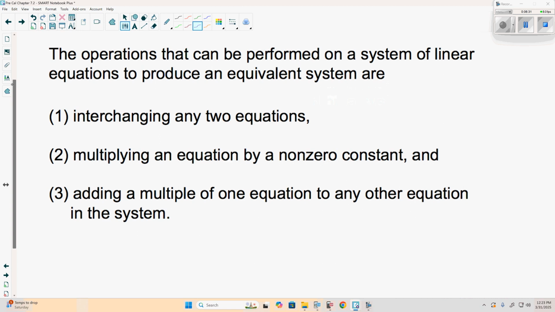The operations that can be performed on a system of linear equations to produce an equivalent system are interchanging two equations, essentially what we did by adding, subtracting, or substituting, multiplying an equation by a non-zero constant, and adding a multiple of one equation to another in the system. So interchanging, this is more of our substitution. But we can do any of these three.